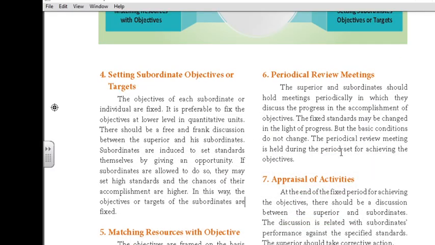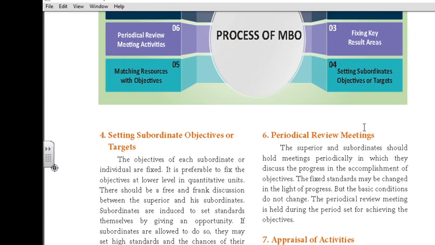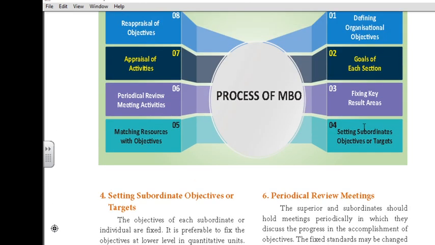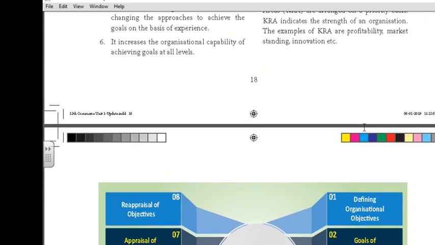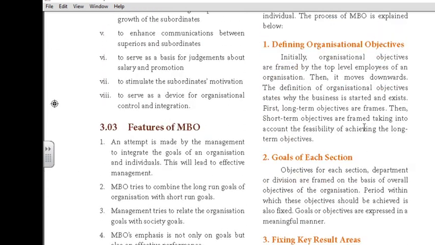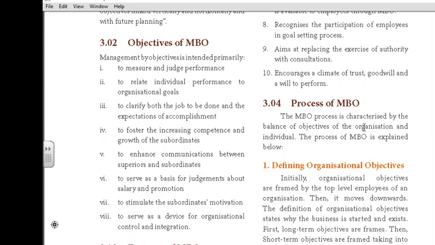Good morning students. In this session we are going to see chapter 3. We have seen about the process of MBO in the last session. Before that we have seen about the features, objectives of MBOs and meaning and definitions of an MBO.